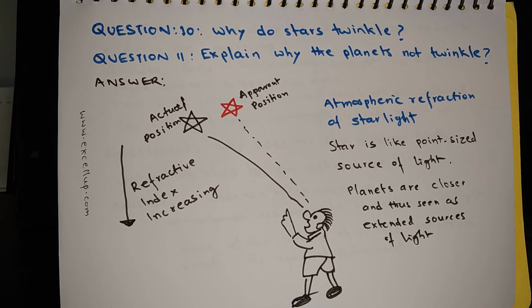Okay, now this is all about the position. Now what about the twinkling effect? Stars are very far from us, so they act like point-sized sources of light, and because of this point-sized source of light, even this apparent position keeps on changing every moment, and that is why they appear to be twinkling. Planets are much closer compared to stars, because planets are in our solar system, and stars are far away from the solar system, and that is why planets act like extended sources of light. So light from a planet does not twinkle, and stars twinkle.